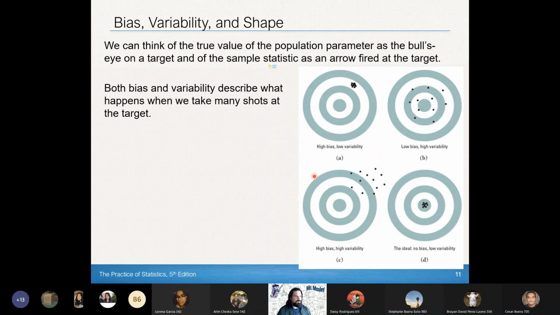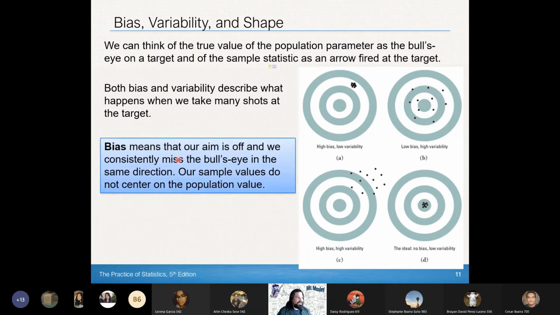So we have these 4 different targets here. One is high bias, we're way off center, but low variability, very well clustered right here. We can have low bias and high variability, right? So these are all around the center, so it's probably going to average out to be close to the center, but it's super varied. We have high bias and high variability, right? Just off everywhere. And the ideal, which would be no bias and low variability, right? We're just right on the mark.